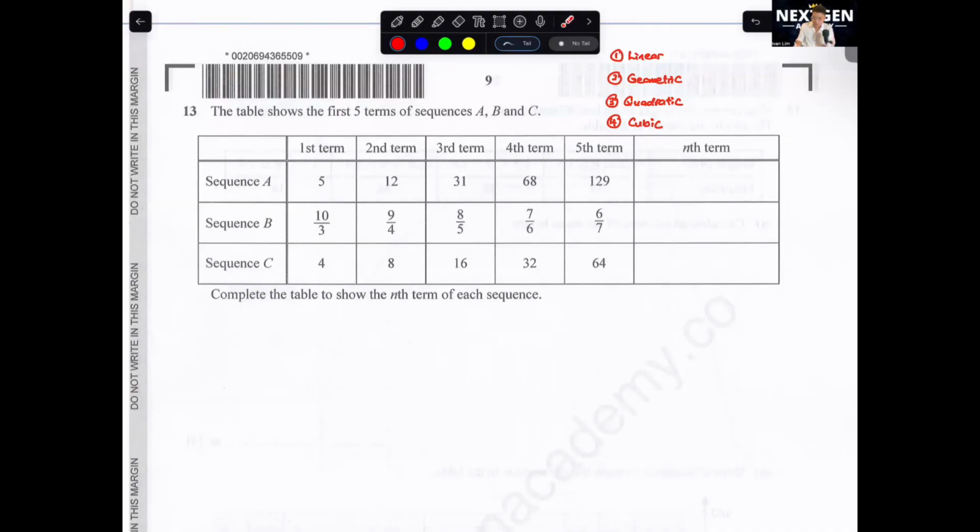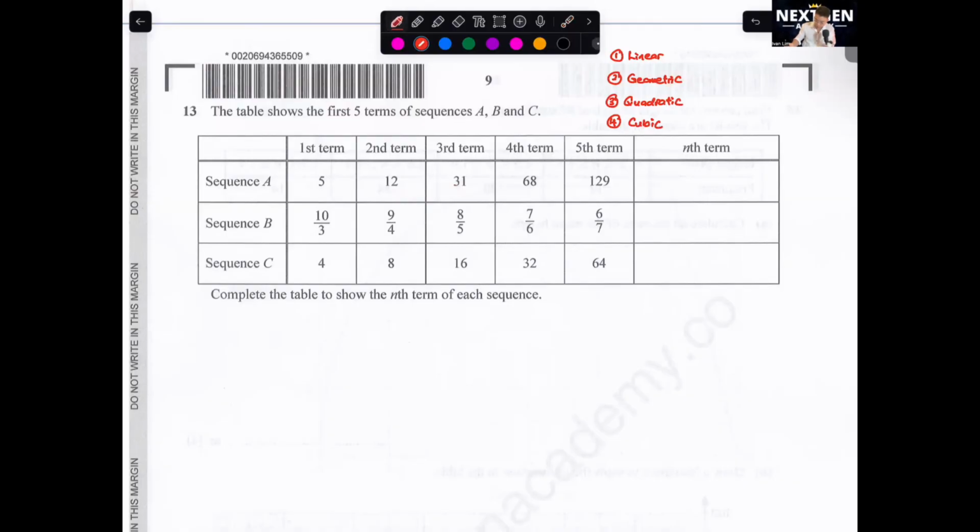Okay, so we test for linear first. We can do a mental calculation. 7. Okay, this one confirm it's not linear already. Okay, is it geometric? 12 divided by 5 will be equals to 2.4. You take 12 times 2.4. Okay, it's not 31. So it's not geometric. Okay. So we check whether it's quadratic or cubic.